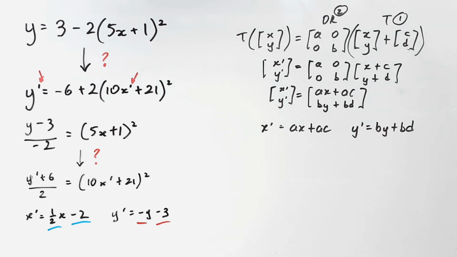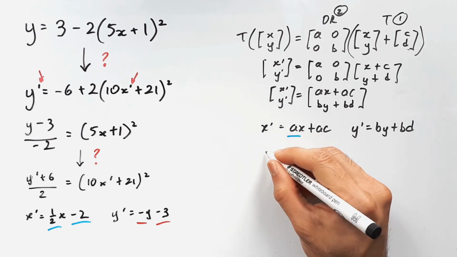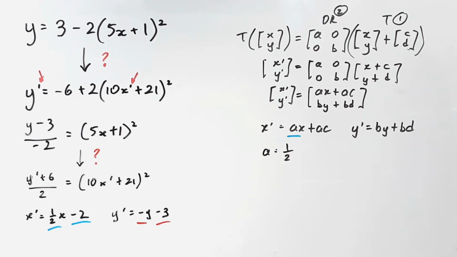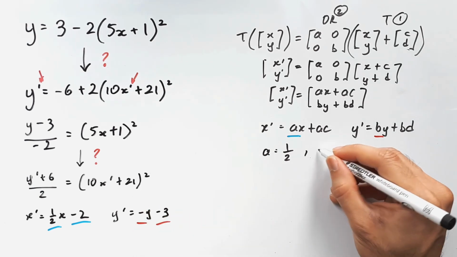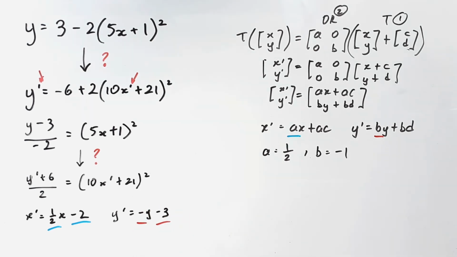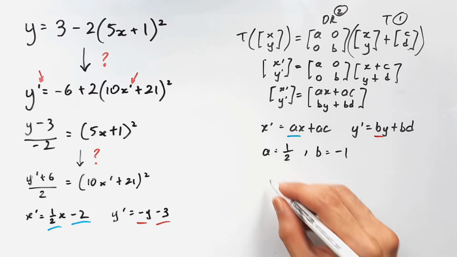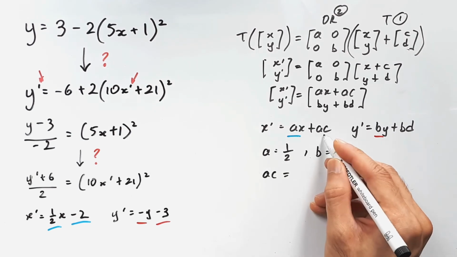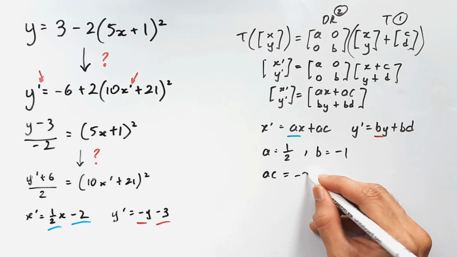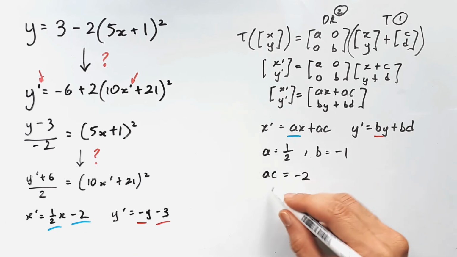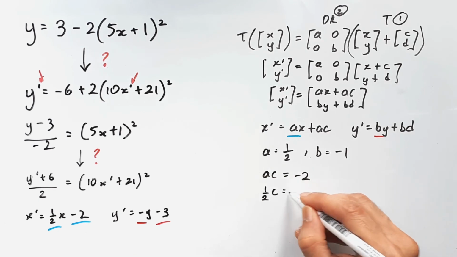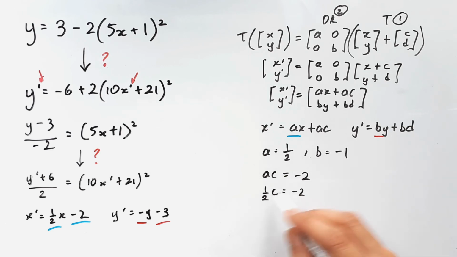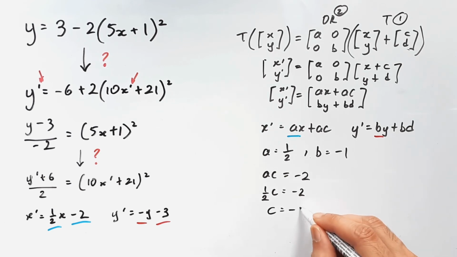So first things first, we know that a will be compared with the half, and so a is simply just half, while b is compared with the negative y, and so b is negative 1. From here we need to apply some algebra to figure out c and d. ac is equal to negative 2. We know a is half, and so that's going to be half c equal negative 2, times both sides by 2, and c equals negative 4.